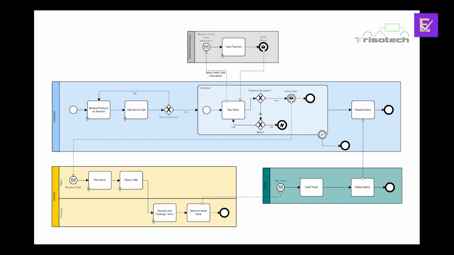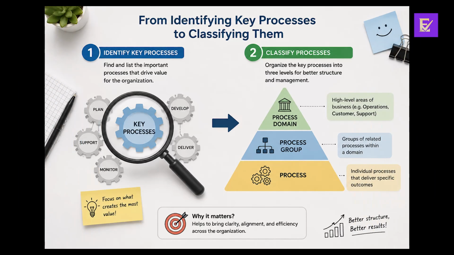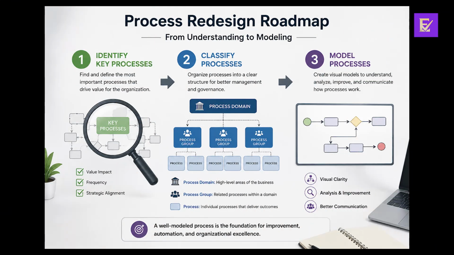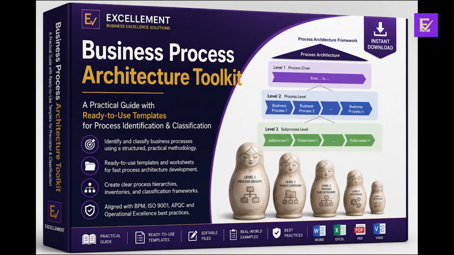Process modeling is extremely valuable, but only after you know exactly what should be modeled. Identification comes first, classification comes second, modeling comes third. That sequence changes everything. This is exactly where the Business Process Architecture Toolkit becomes valuable.